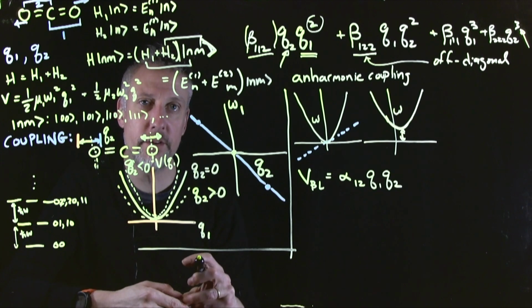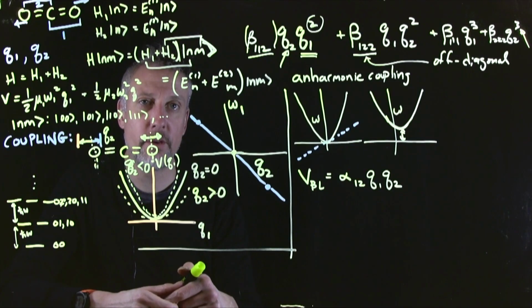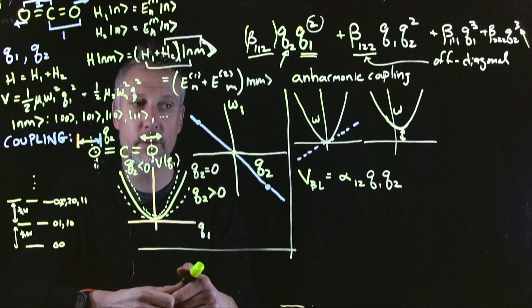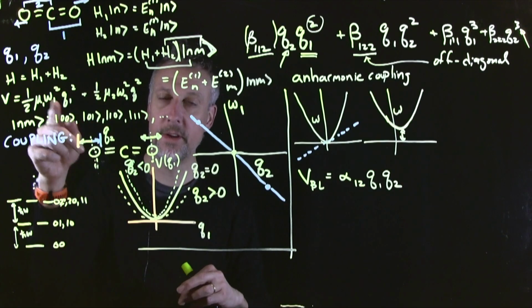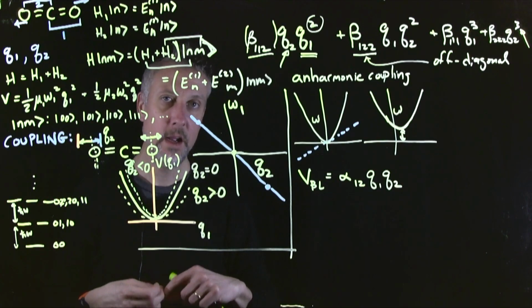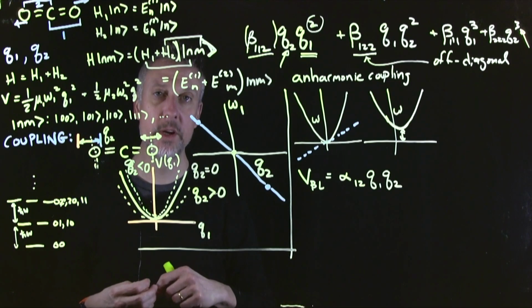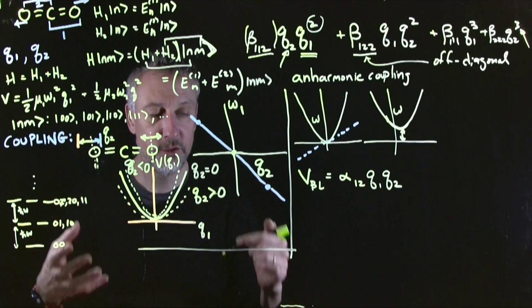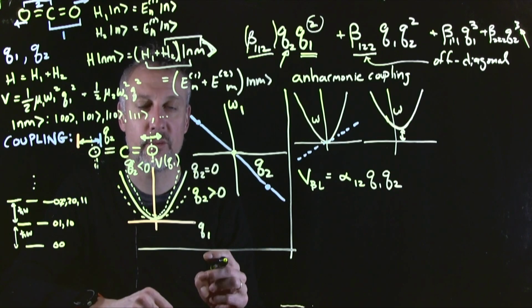All right, and so what we're going to do is work out the matrix elements for the Q1 times Q2 potential, put it back into the Hamiltonian that we already have in the diagonal form over here, and then look at the form of the matrix that we have when we do this. All right, and we're going to use our super powerful tools of the creation and annihilation operators to figure out what these matrix elements are.